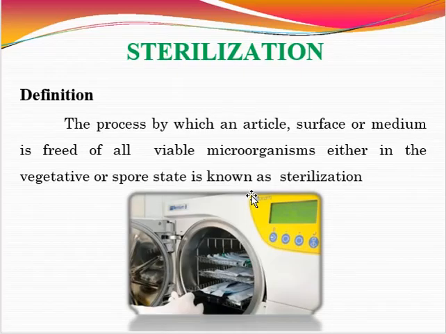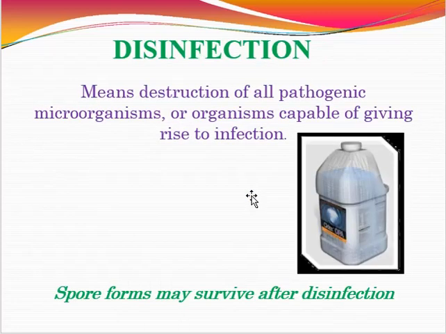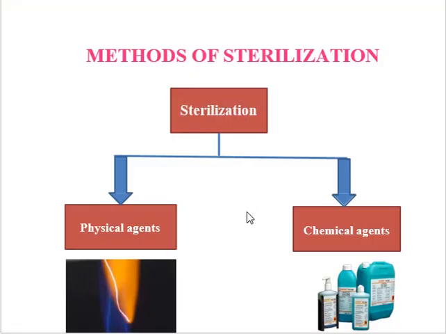How do we define sterilization? Sterilization is basically a process by which an article, surface, or medium is freed of all viable organisms, either in vegetative or spore state. This is called sterilization. Disinfection means destruction of all pathogenic microorganisms or organisms capable of giving rise to infection. But the drawback of disinfection is that spore forms may survive after disinfection.